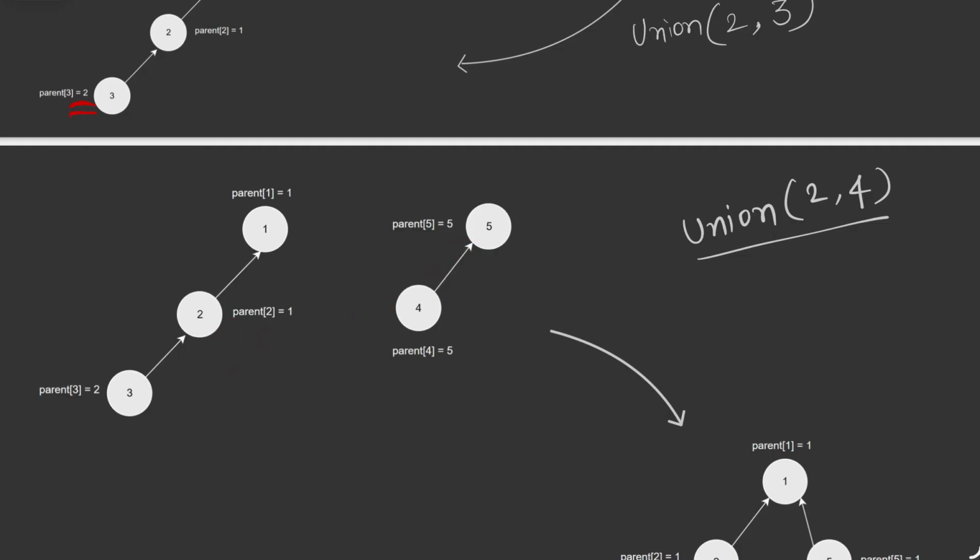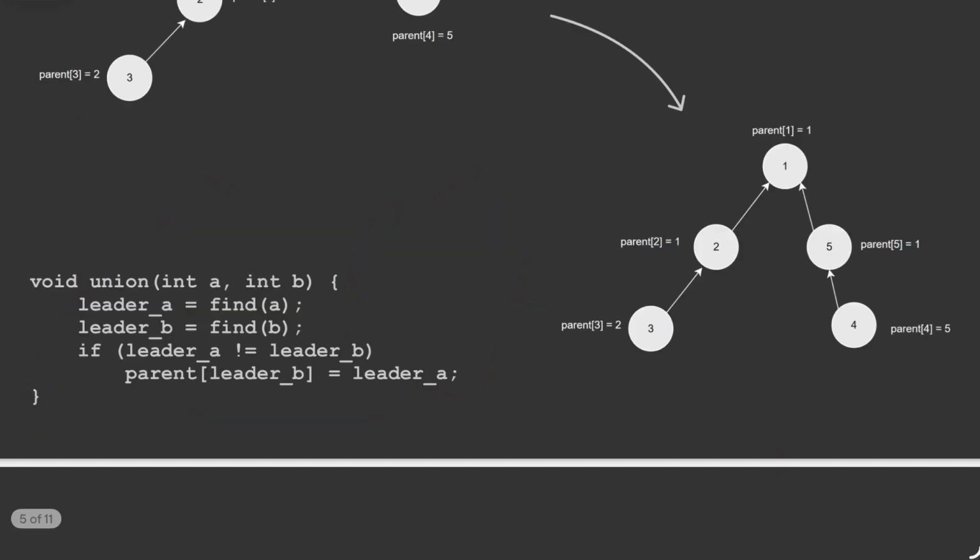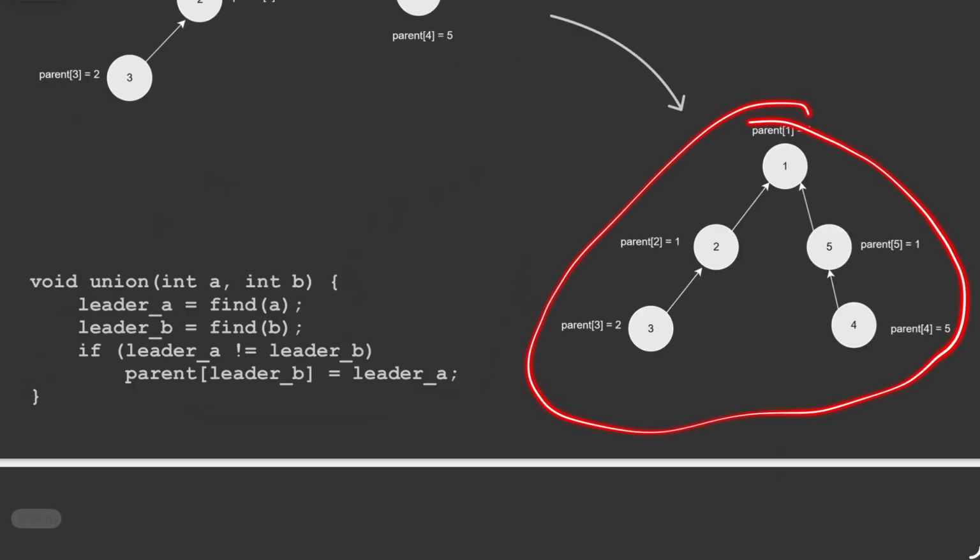So I just need to find an element that is not already pointing to any other element. In a tree, the element that is not pointing to any other element is the root node. So rather than creating a link from 4 to 2, I will create a link from 5 to 1. That means I am creating a link from the leader of set B to the leader of set A. So ultimately you will have something like this.